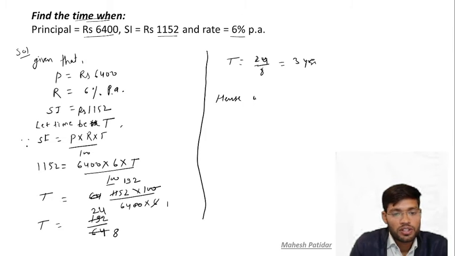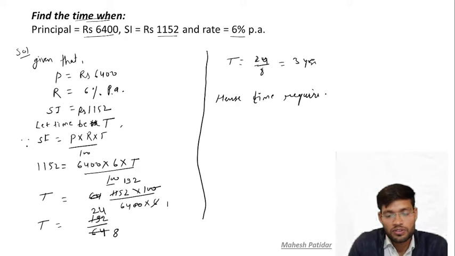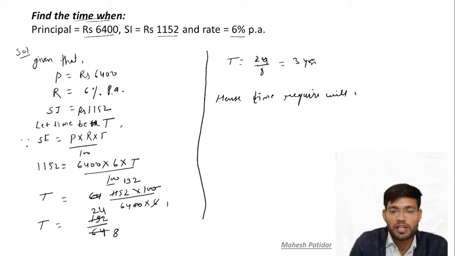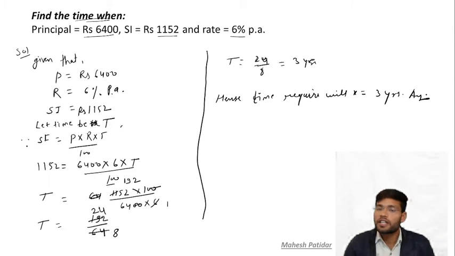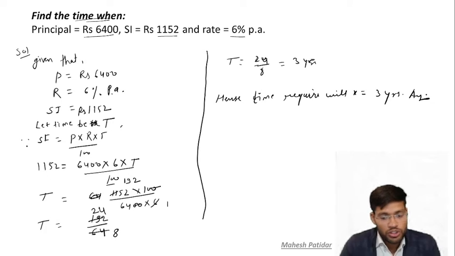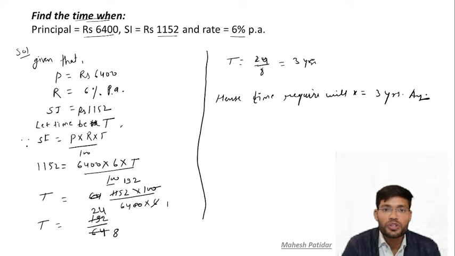Hence, the time required when x is equal to 3 years. Answer. Is it clearly understood? Is it clear? Okay, we have to continue the lecture.